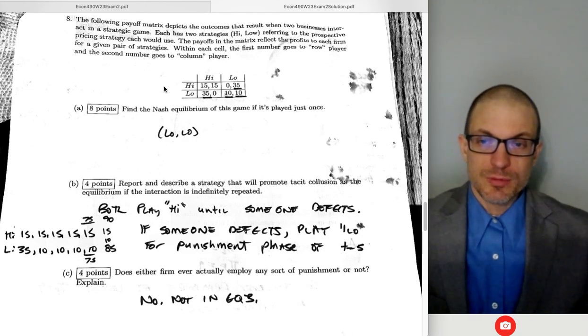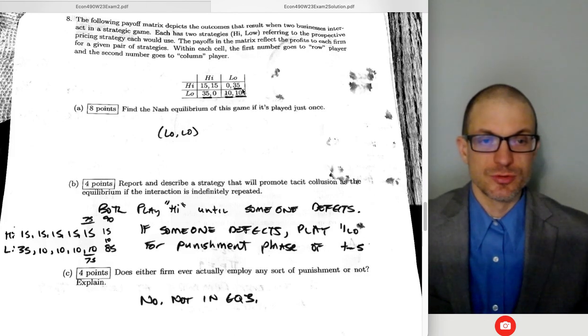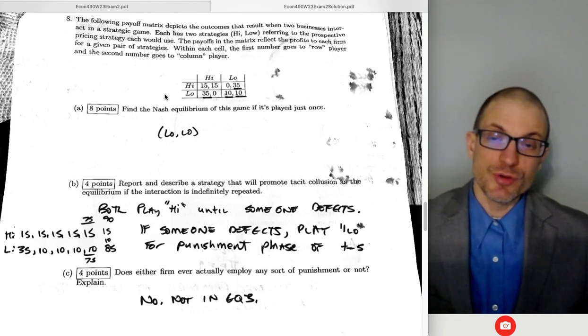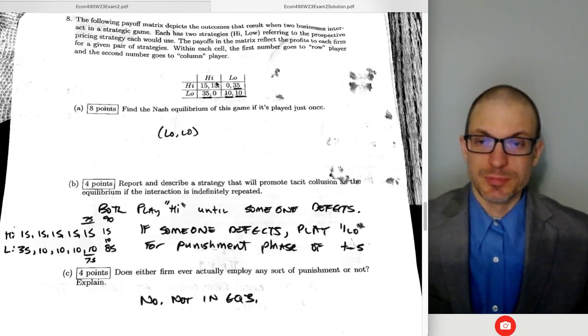What if the row player plays high? What can the column player do? Well, the column player responding by low gets 35, responding by high gets 15, so the column player will choose low, so I'll underline 35. And then what if the row player selected low? The column player can react by selecting high and they get 10, or they select low and they get 10, right? Notice when you're trying to find best responses, you pay attention only to that player's own payoffs.